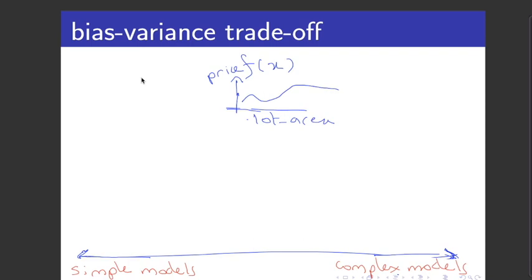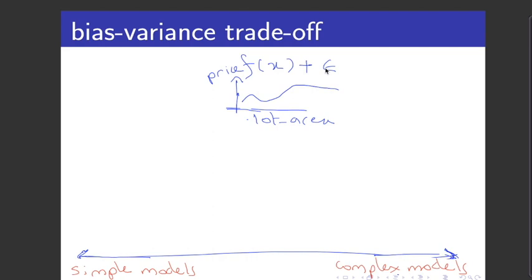Where does that leave us? Well, here we are, we're back to Amy's. We have the real function up here. This is real life. There's a function which we don't know, which takes an input, lot area, and of course in real life hundreds of other features, and it returns a price.